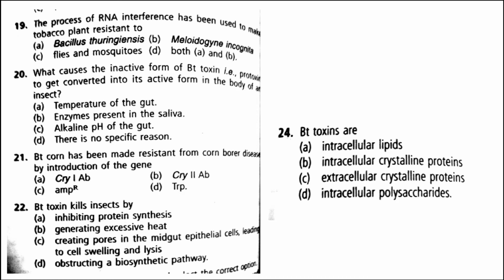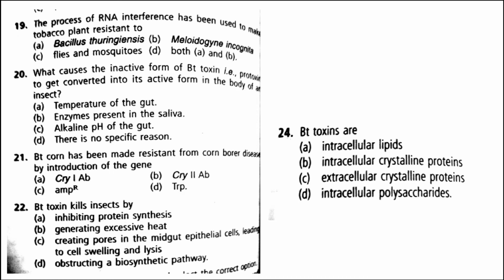Next, what causes the inactive form of Bt-toxin, that is the prototoxin, to get converted to its active form in the body of an insect? A. Temperature of the gut, B. Enzyme present in the saliva, C. Alkaline pH of the gut, D. There is no specific reason. The answer will be option C.